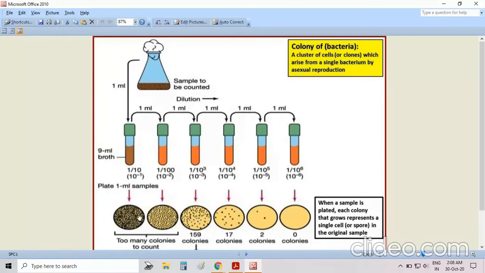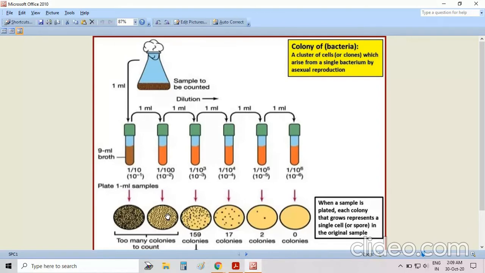Let me correct myself. See, in the first petri dish, many times there are so many bacteria, and because of so many bacteria there are many colonies that we cannot count, because there is a large network and they are so close that we cannot count them. But in the second petri dish, we can count with the help of some measuring equipment or a colony counter, but the number is too high.